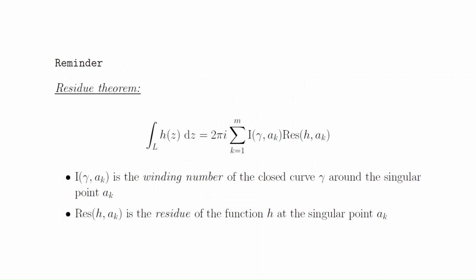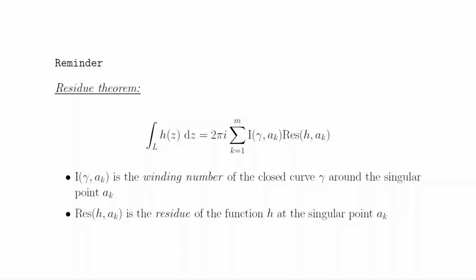Now we have finally arrived at the main theorem that justifies all the manipulations that we have performed in the previous steps. This is called the residue theorem, and it tells us a method to compute a complex line integral of a function h along a closed path L. So basically, we have to consider that h may have m singular points a sub k, and there are two quantities for each singular point.